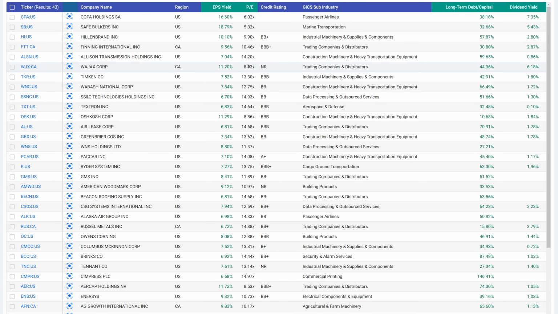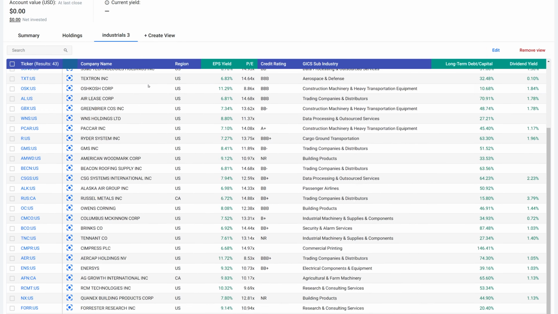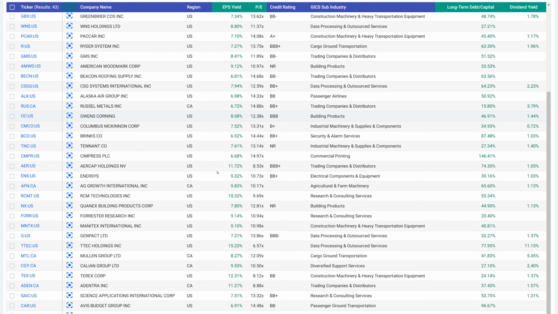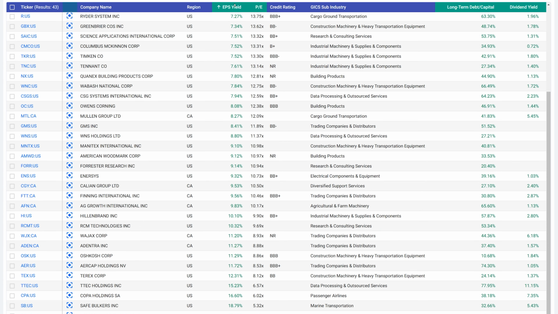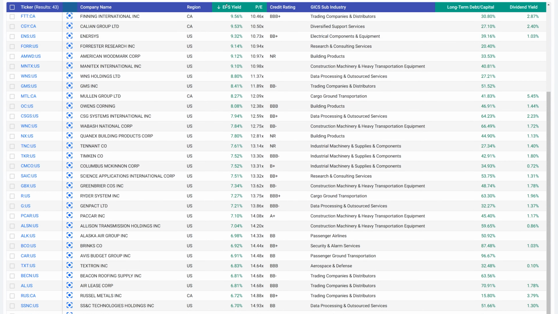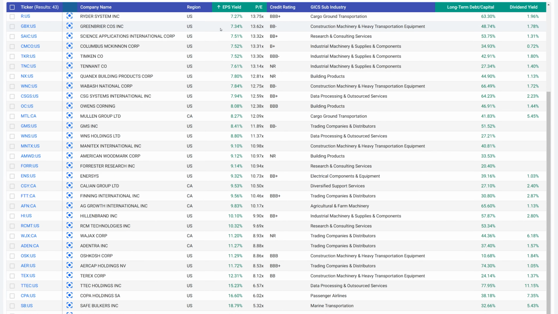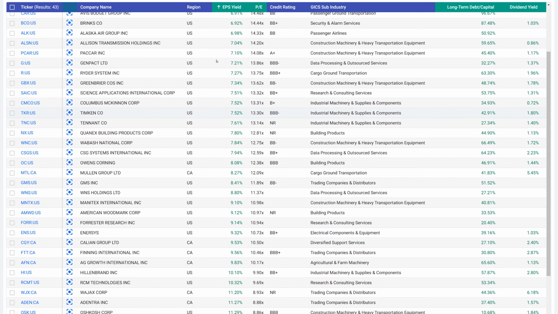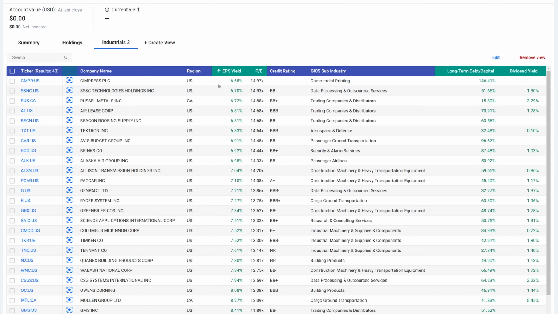I'm really looking for everything above 6%. So these are the 43 stocks that I have, and I can see that they all trade at valuations that are within my screen. Their PE ratios are below 15, and the earnings yields, I can put them in order of lowest to highest, highest to lowest. The earnings yields here are all above my 6%. Okay, so my screen at this point has worked.